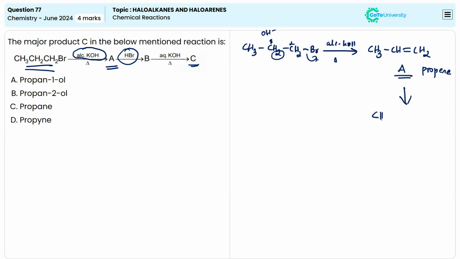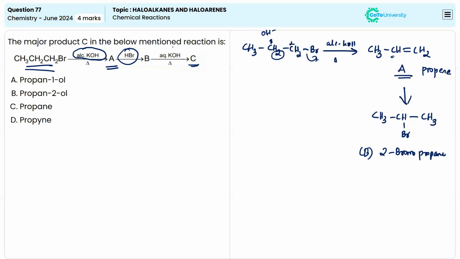So here the product will be CH3CH, the bromine will move here and the hydrogen will move here. So CH2 becomes CH3 and this carbon becomes CHBr. The bromine gets added there. So this is 2-bromopropane. This product is the product B in the reaction. B is 2-bromopropane.